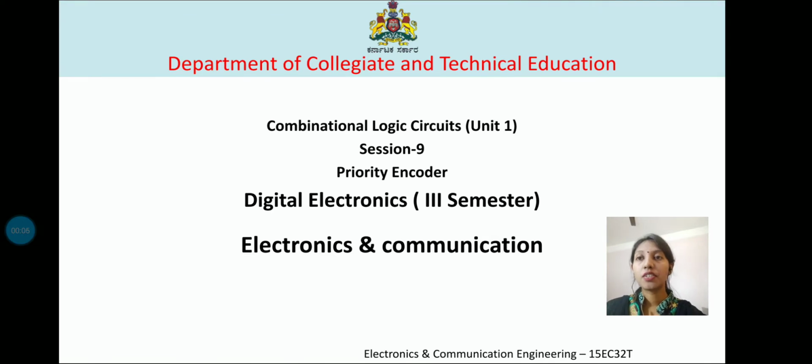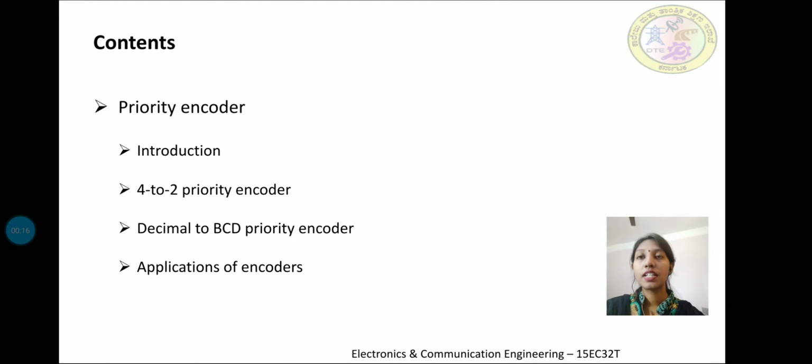This session is on priority encoder. The priority encoder is the last topic in the combinational logic circuits, unit 1 of the digital electronics subject. In this session, the contents covered are the concept of the priority encoder, that is introduction, working of 4 to 2 priority encoder, the working of decimal to BCD priority encoder, and the applications of the encoders.